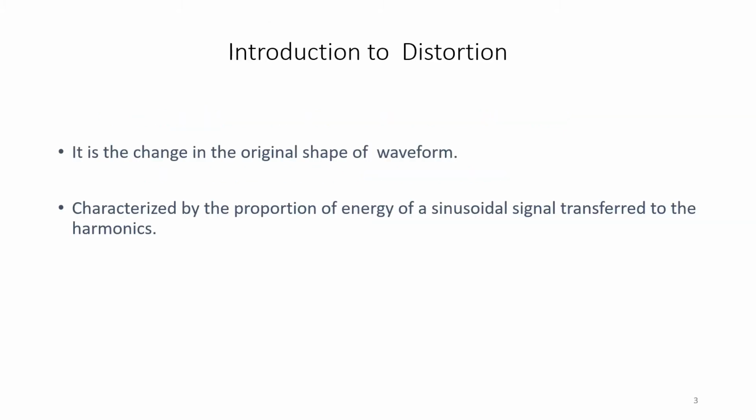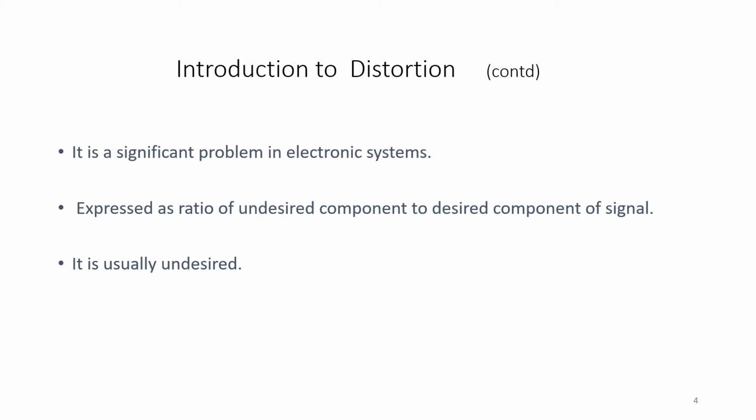So distortion is nothing but the change in the original shape of the waveform. When you give an input, if the output is not the faithful reproduction of the input, then we say the signal is distorted. It is characterized by the proportion of energy of a sinusoidal signal transferred to the harmonics. It is a measure of signal impurity. It is a significant problem in electronic systems, expressed as a ratio of undesired component to desired component signal. It is usually undesired.